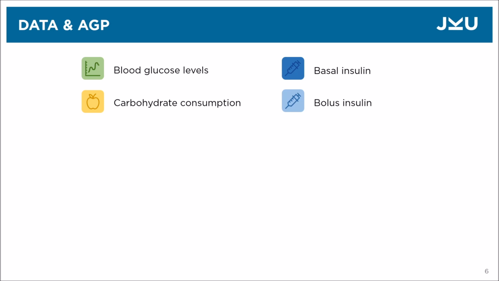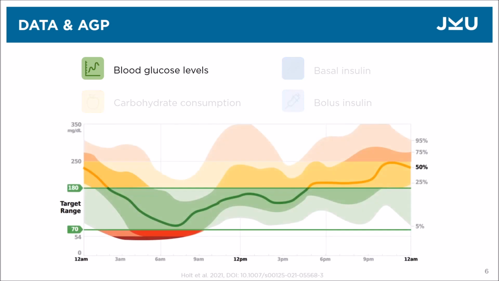One interesting aspect from a VIS perspective is that there exists a standardized visualization for the aggregated blood glucose data, the so-called ambulatory glucose profile, or AGP for short. It visualizes the aggregated glucose readings of multiple days or weeks across a 24-hour period using various percentiles.